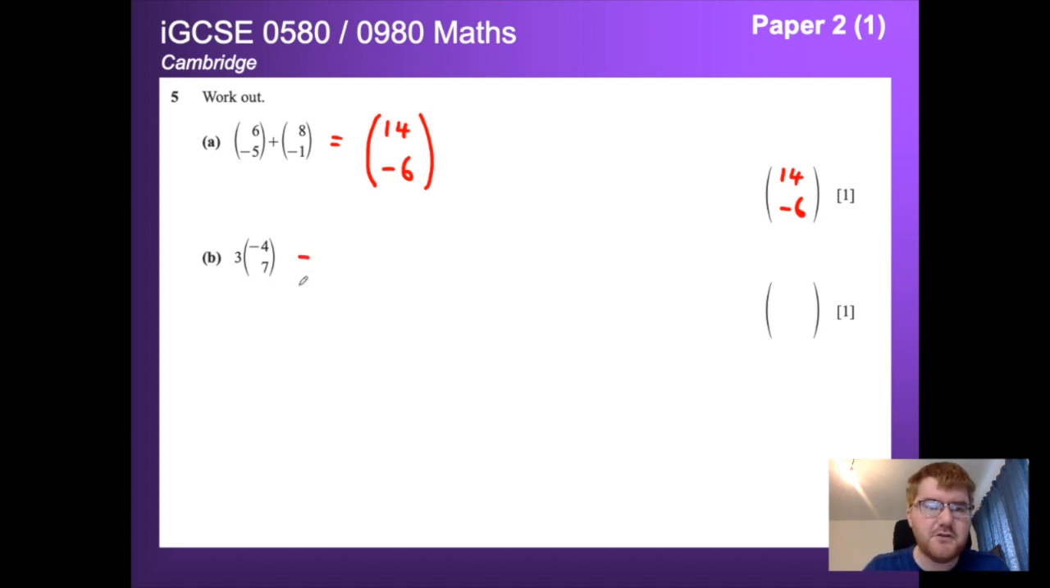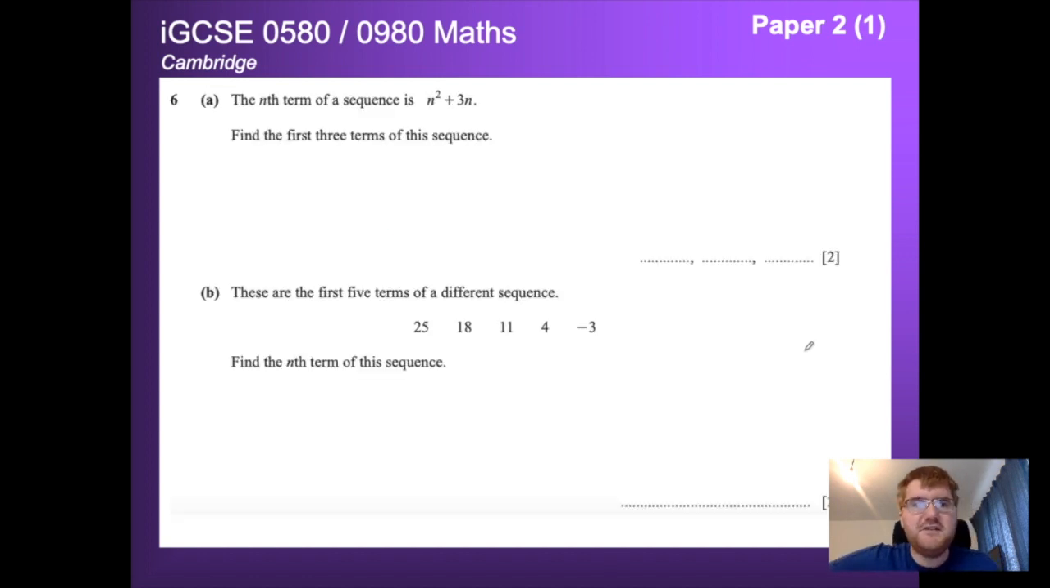And the second question, when we're multiplying by a scalar, by a number in front of our vector, we just multiply each of these numbers by 3. So -4 times 3 is equal to -12. 3 times 7 is equal to 21. Again, always check on your calculator if you're not sure. Okay, just like that. Right, on to some sequences.